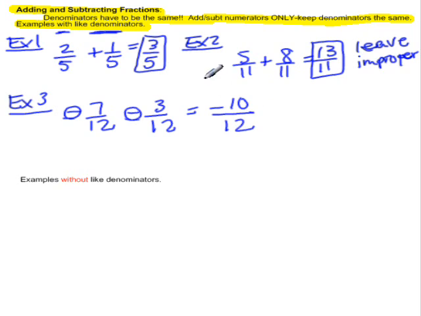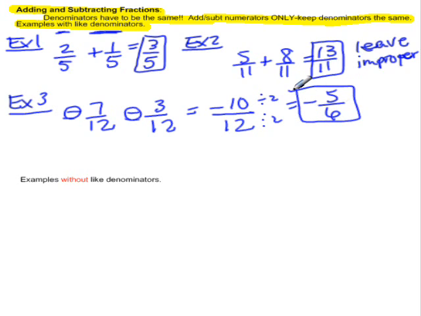But what's different about this answer than the other ones? You're right, this one is not in simplest form. So you would need to divide this one by 2 and reduce it to simplest form. So it would really be a -5/6.